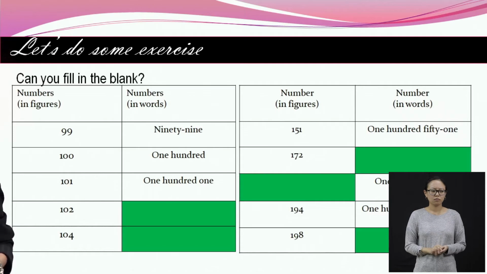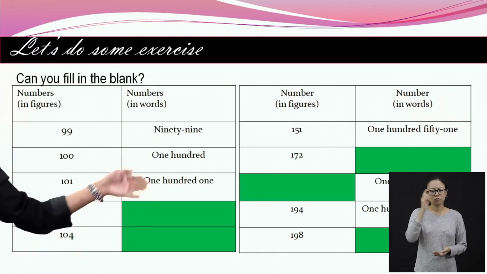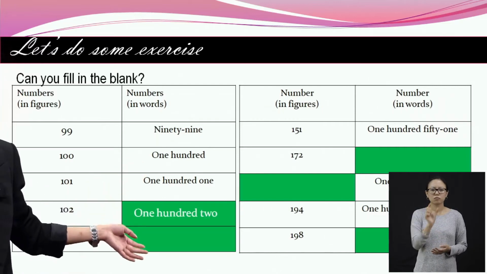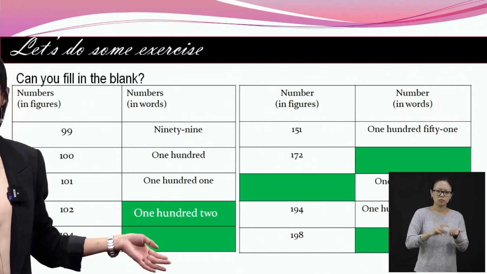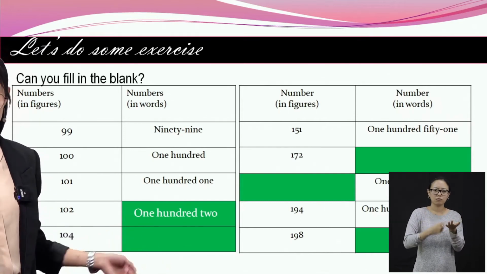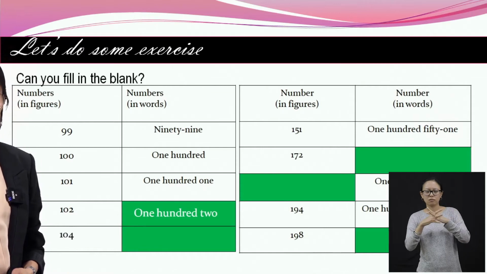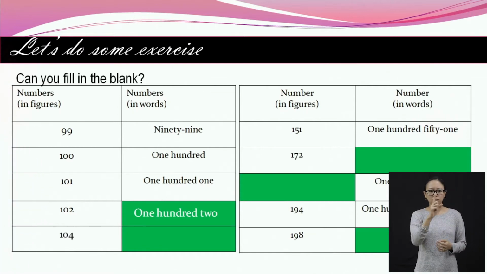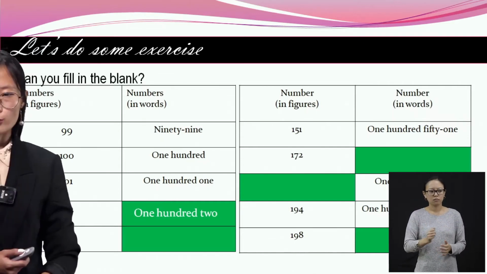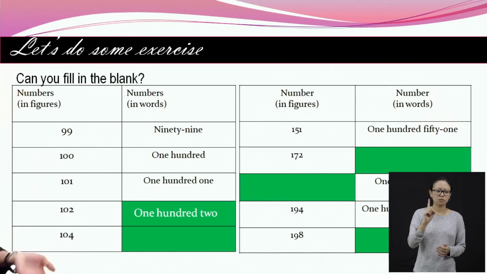And now the next one, 102. How do we write this? We write ONE HUNDRED TWO. Next, we have 104. So 104 again, ONE HUNDRED FOUR. Coming to the next column, we have 151, which has already been done for us.